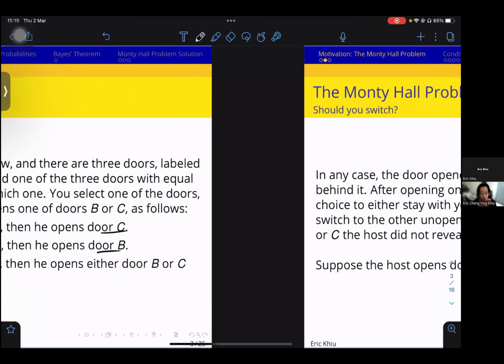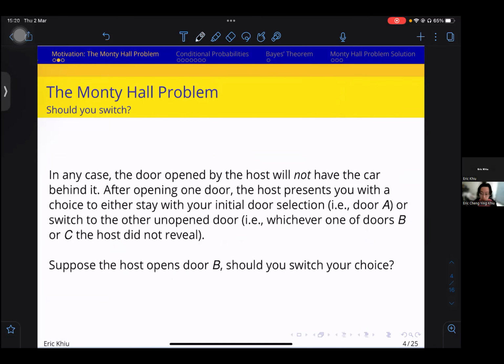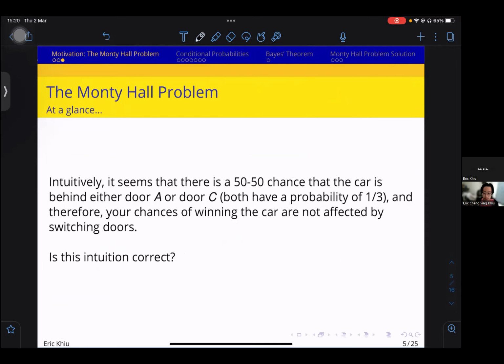So now the host gives you an option to switch your choice after he opens door B and shows you that the car is not behind door B. The question is, should you switch? Well, intuitively, the probability of A being the winning door is 1/3, and same for door C, because that was what we assumed from the beginning, right? Wrong. The fact that the host opens door B tells you something about the winning door.